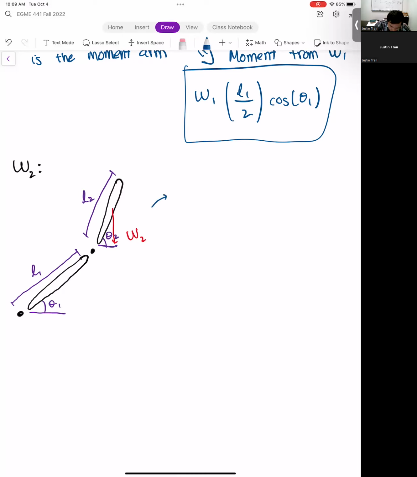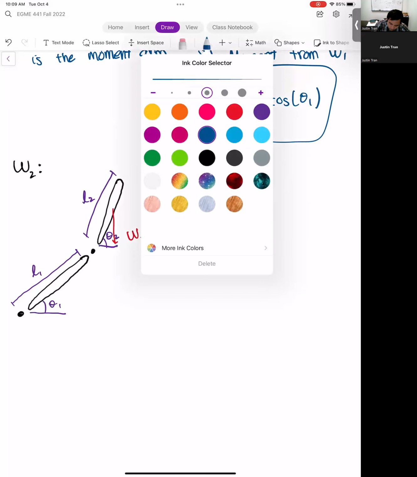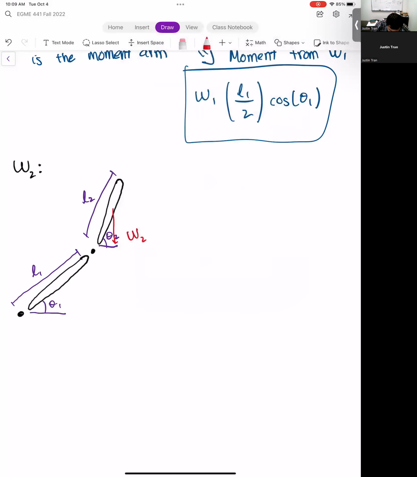Okay. All right, and so just like the previous W1, we know that W2 here is a weight, and so if we trace this downwards, right? I'm just extending the arrow. Then we know that the moment arm that we seek is this total distance right here.